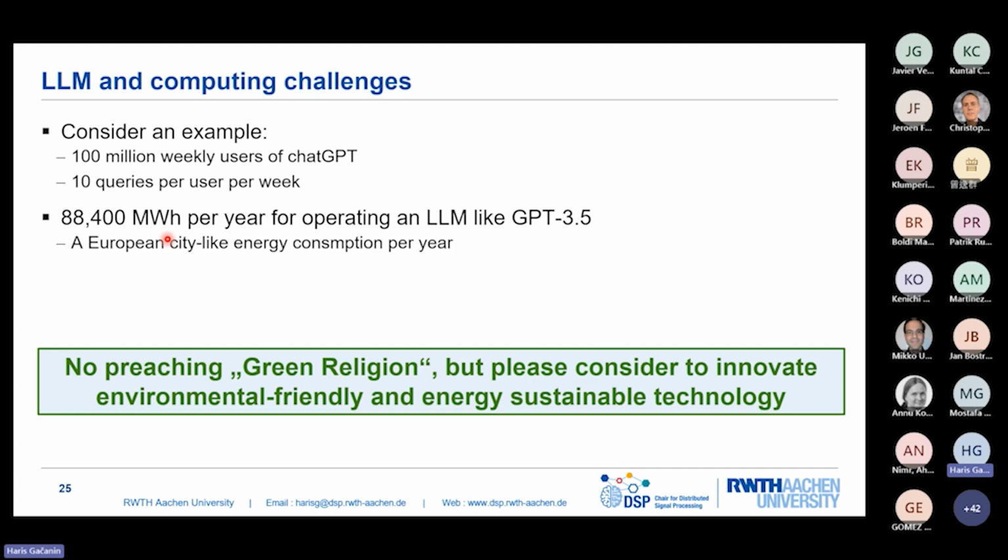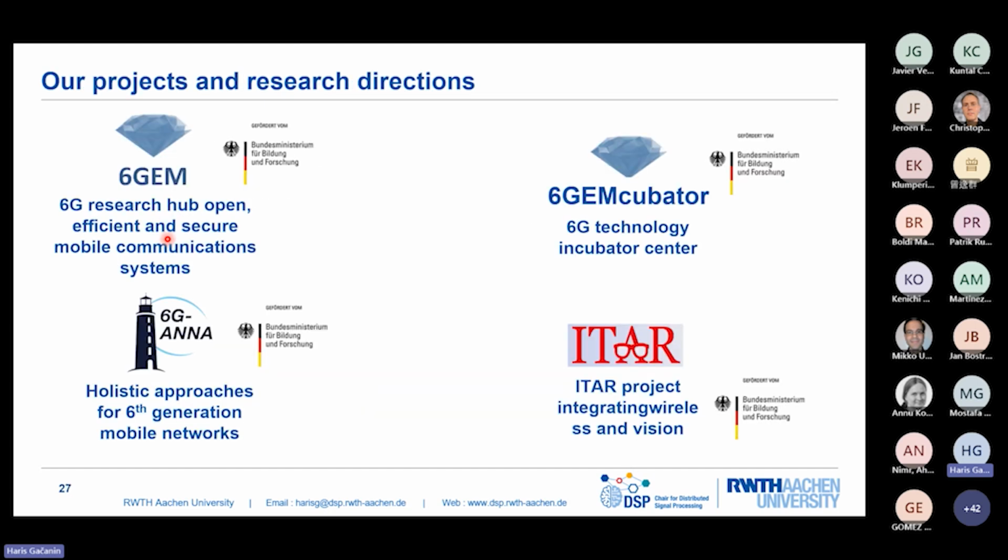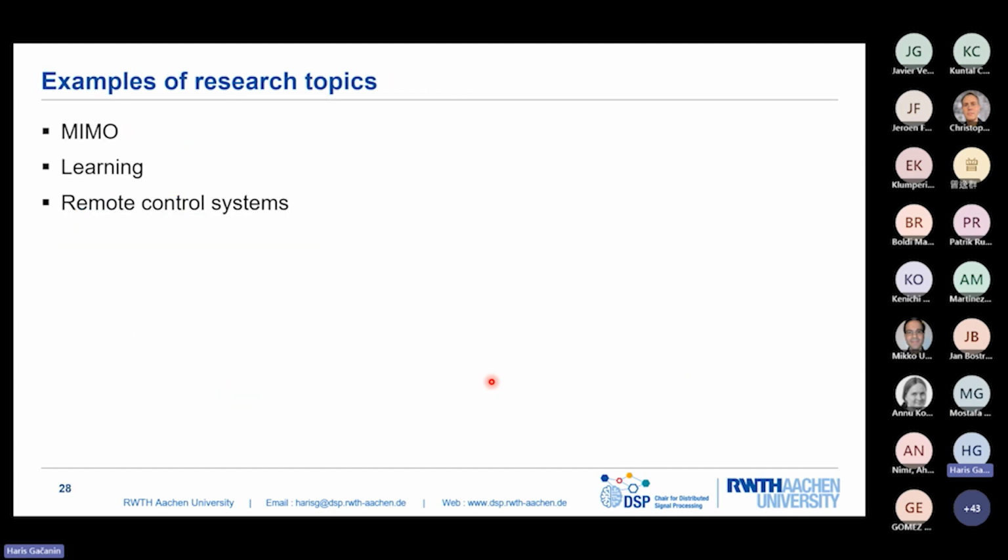So what we have been doing in this project, we have been involved in the 6G-GEM project as one of the 4 research hubs in Germany. It is an industrial project with some of the industry project partners in Germany, incubators from the startup perspective, and our XR technologies for the control and management. So let me just quickly go through these aspects.